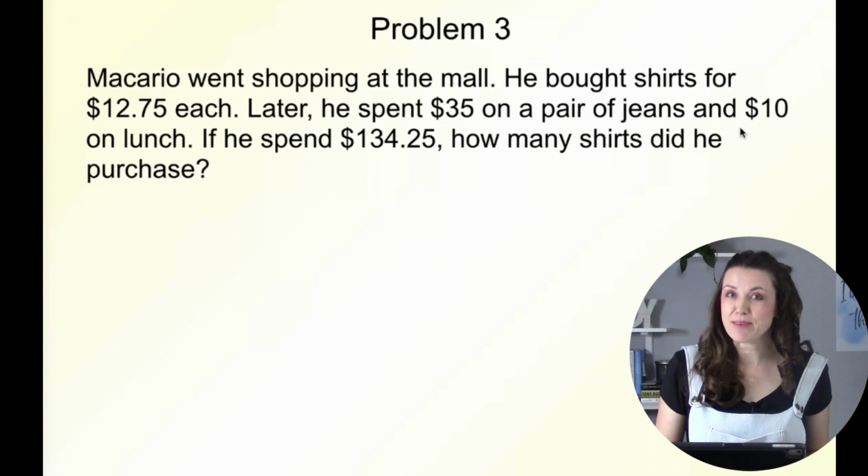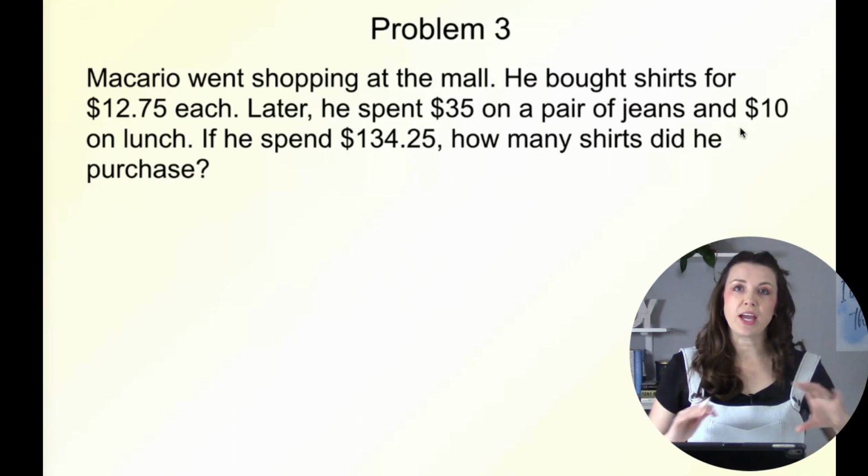Macario went shopping at the mall. He bought shirts for $12.75 each. Later, he spent $35 on a pair of jeans and $10 on lunch. If he spent $134.25, how many shirts did he purchase?